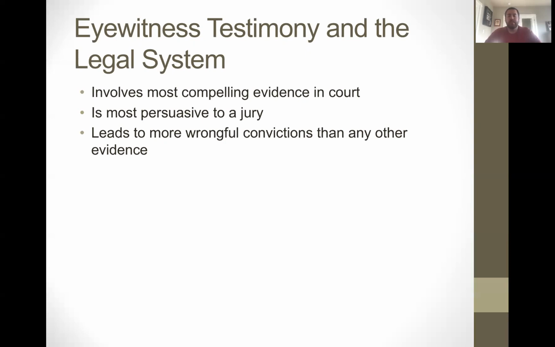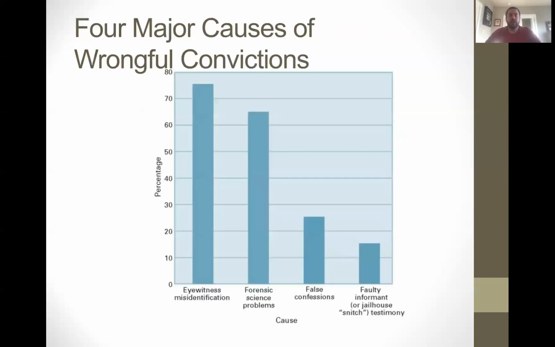Eyewitness testimony leads to more wrongful convictions than any other evidence. When you are working on your innocence project paper, you will see this front and center for most of the cases, that there was some component of eyewitness that just went wrong. So here is just kind of showing wrongful convictions. This is from the Innocence Project website. You can see about 75% of wrongful convictions have eyewitness misidentification somewhere in there.